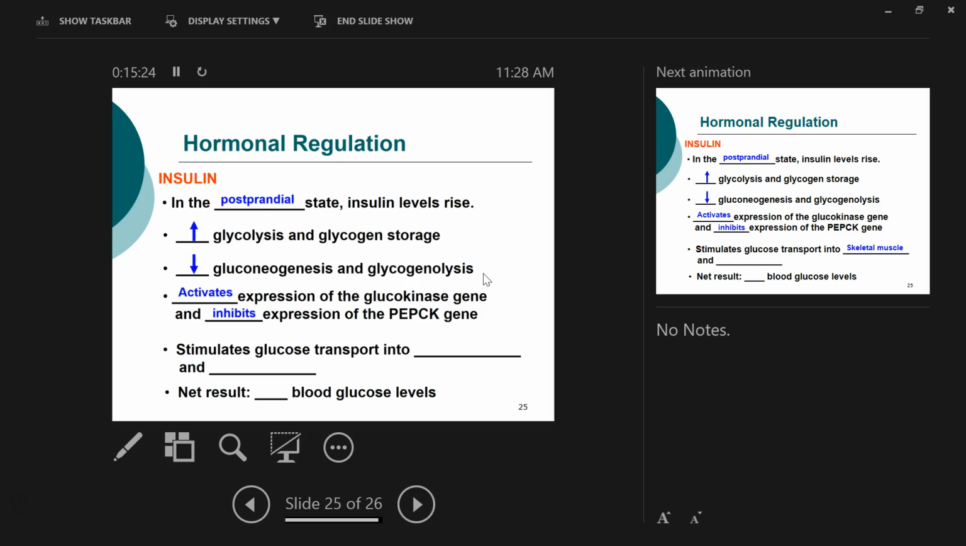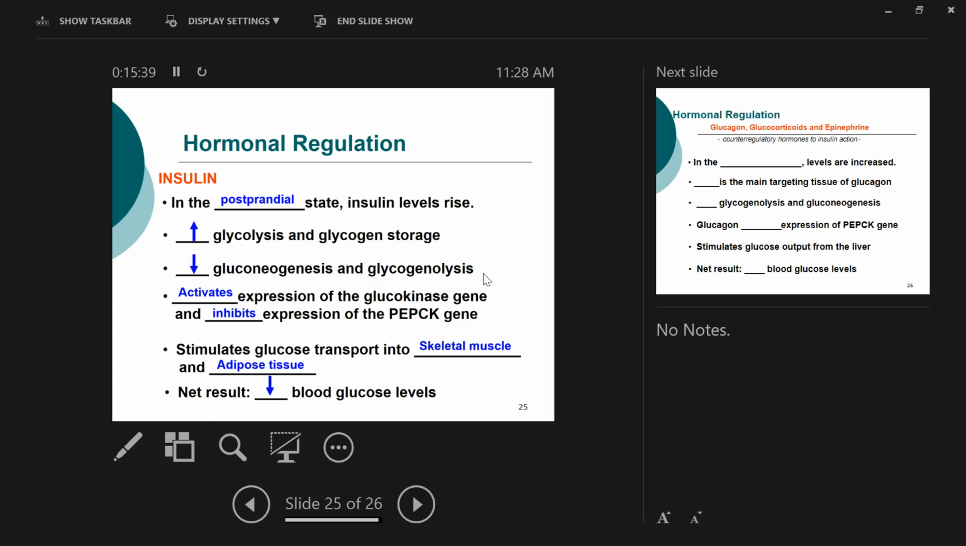So again, in general, insulin should increase the glycolytic pathway, right? So glycolytic key enzymes are increased, and gluconeogenic enzymes are inhibited. And so the net effect of insulin will be decreased blood glucose level.